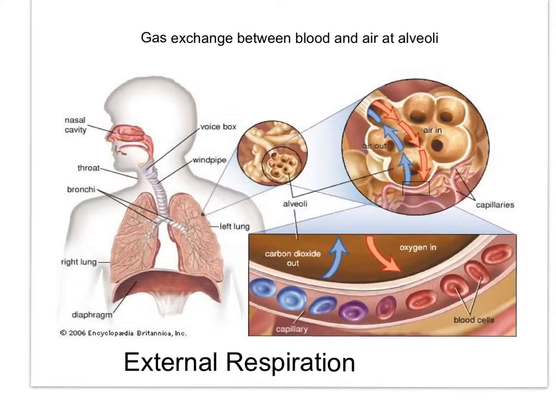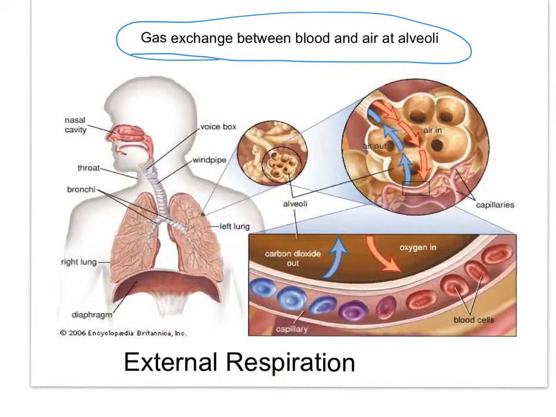So external respiration is the gas exchange between the blood and the air in the alveoli. So remember that we just said that air, and in this case mostly oxygen we're talking about, goes in through our mouth and nose, down our trachea or windpipe, into our bronchi, branches into bronchioles, and gets into these little tiny sacs called alveoli. And in those alveolar sacs, we would have high oxygen and we would have low CO2.